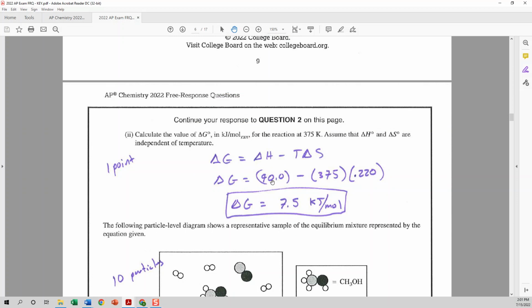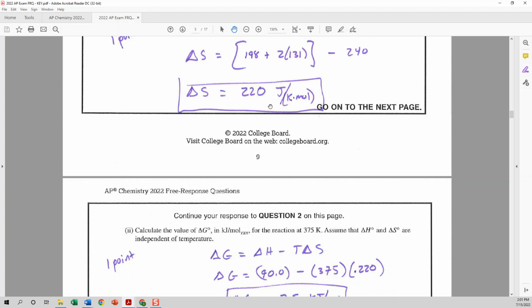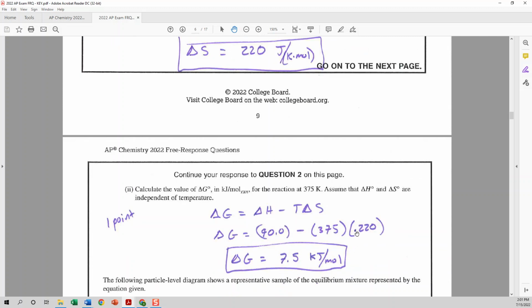So remember, the delta H was 90 kilojoules. They gave us the temperature, 375 Kelvin, so that's the T. And then we calculated the delta S, 220 joules, but that would be 0.22 kilojoules. So that's why it's 0.22, not 222. So that's what I have to plug in for delta S. So I get my delta G, and it's positive 7.5 kilojoules per mole.